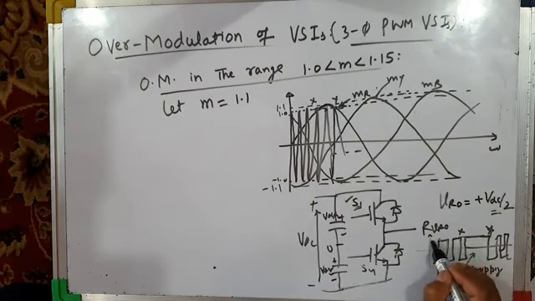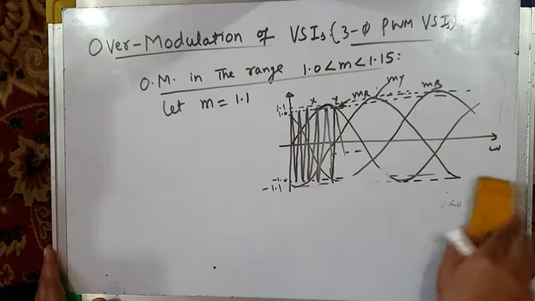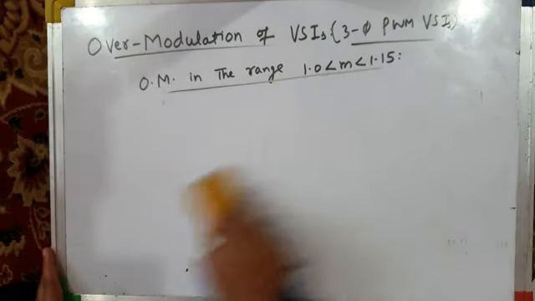And what is the DC bus voltage? What is the pole voltage during this interval? It is VDC by 2. So therefore pulse dropping occurs. Because of this pulse dropping, if you find the instantaneous average value of pole voltage, the instantaneous average value of pole voltage will now be something like this.